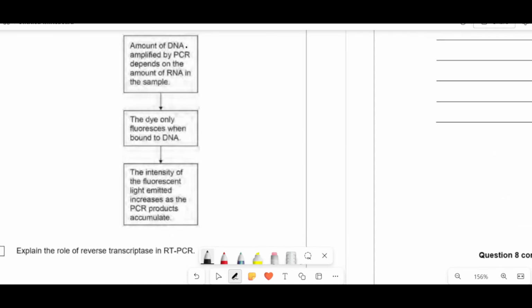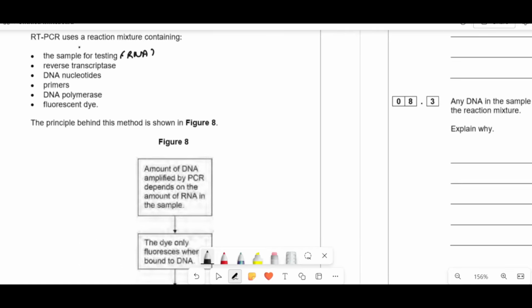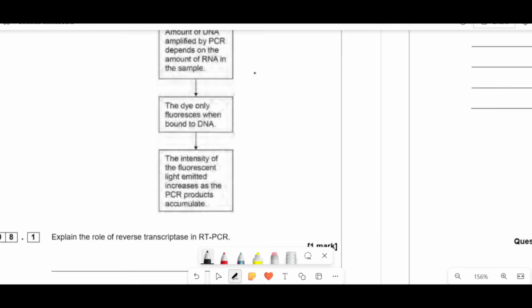So what you do is you have an RNA sample, and the amount of DNA amplified by PCR depends on how much RNA there was. The question's told you that it's reverse transcriptase PCR. So what's going to happen is this RNA is going to be reverse transcribed into DNA, and then it's going to be amplified by PCR. And it's said here as well, the dye only fluoresces when it's bound to DNA, and the intensity of the light fluorescence is increased as the PCR products accumulate.